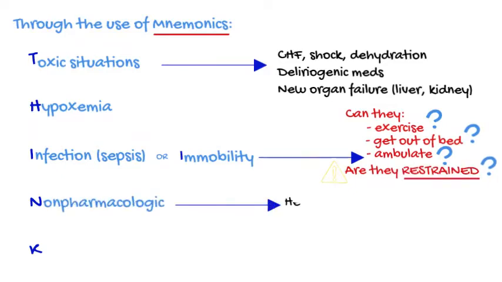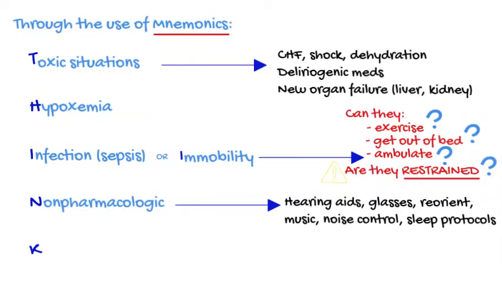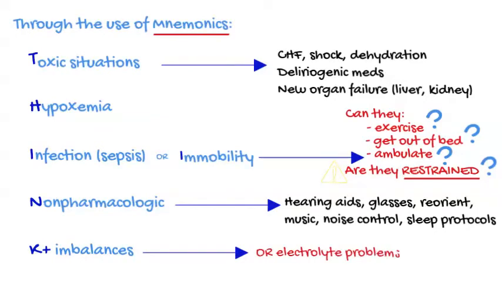Think about non-pharmacologic. Think of hearing aids, glasses, reorient them, play music they like, keep noise at a minimum, and develop sleep protocols. Some of the earliest signs of delirium are abnormal sleep-wake cycles, like sleeping in the day and waking up at night. Think of potassium imbalances or think of electrolyte problems.